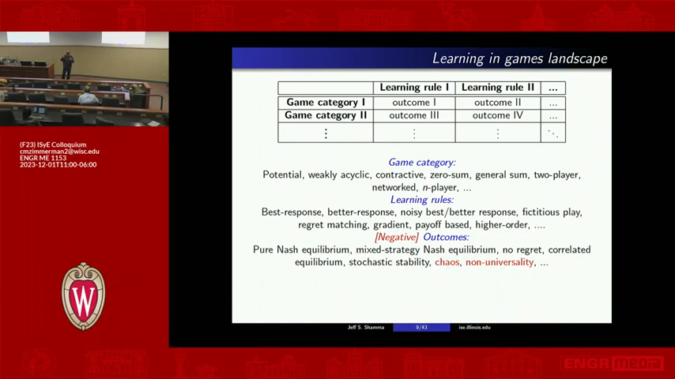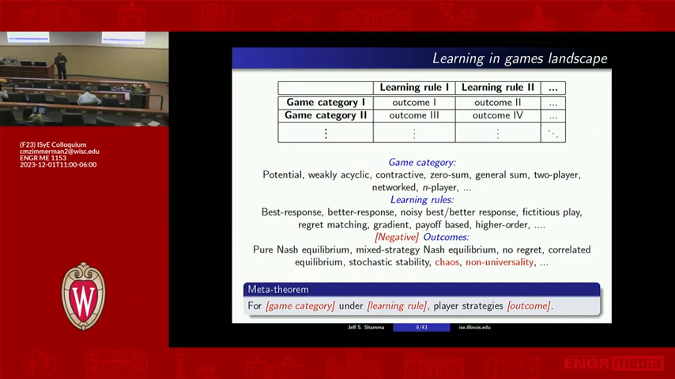And the outcome might be Nash equilibrium, the outcome might be correlated equilibria, coarse correlated equilibria, stochastic stability. The outcome might be that something won't happen, convergence won't happen, we will see chaos. Or the outcome might be that what we're trying to do here is not universal. And so if you ever played Mad Libs, you can play a learning in games Mad Lib of just give me a game, give me a learning rule, and then this is going to be the outcome. And a lot of the theorems look like this. For this type of game, for this type of learning rule, this is going to be the outcome, and we're gonna do some Mad Libs.